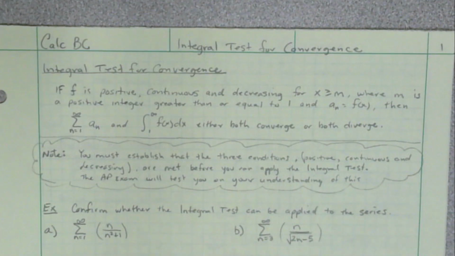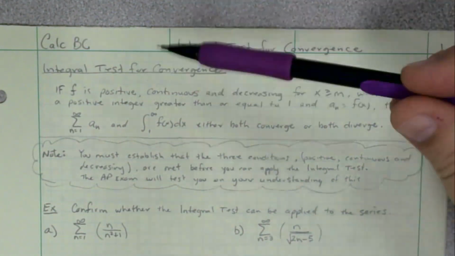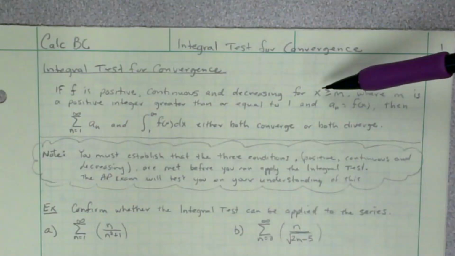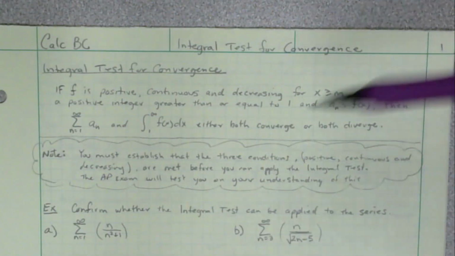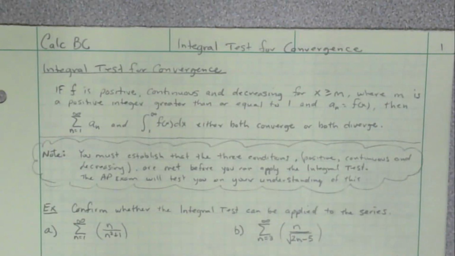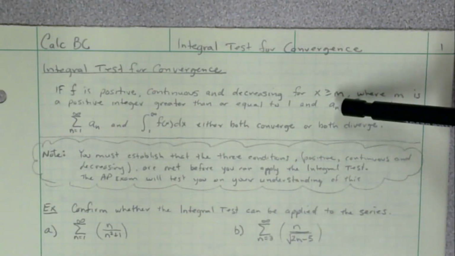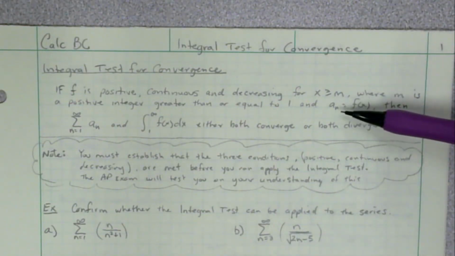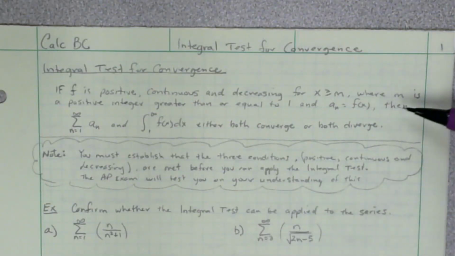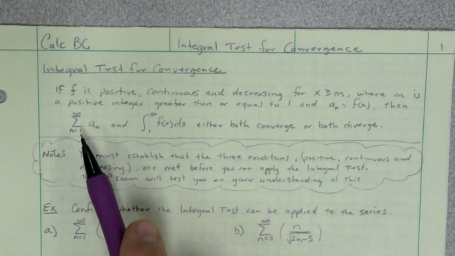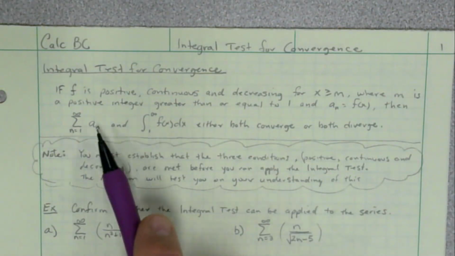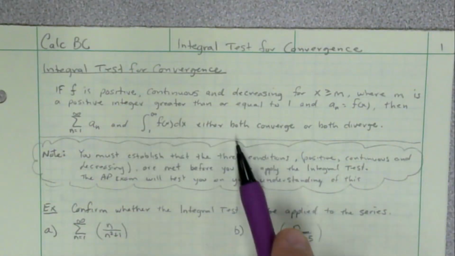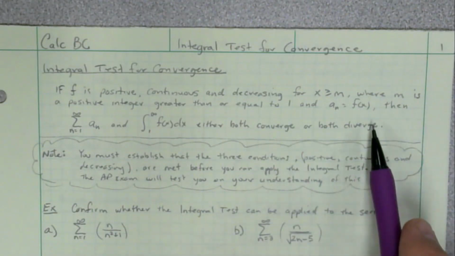The integral test for convergence. If f is positive, continuous, and decreasing for x greater than or equal to some number m, where m is a positive integer greater than or equal to 1. If we let our sequence, the nth term of our sequence, represent a function of x, then the sum of the sequence, or the series, and this integration are either both going to converge or both going to diverge.